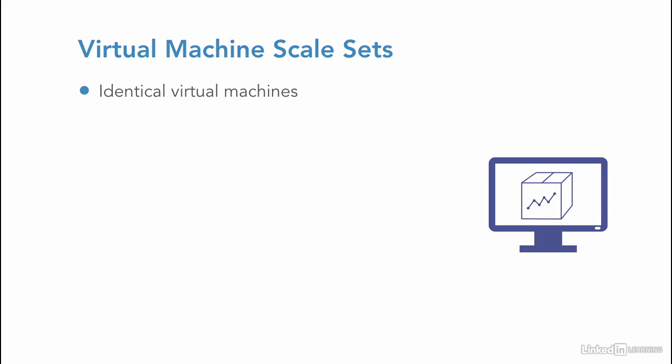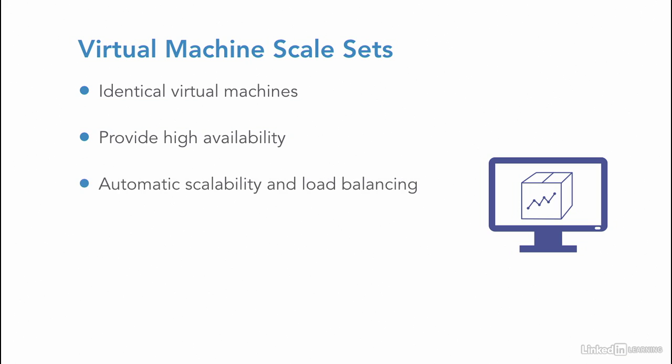An Azure virtual machine scale set provides high availability because we're always ensuring that a virtual machine is available. Virtual machine scale sets also scale automatically as well as load balance automatically. As the workload increases, additional virtual machine instances are added to that scale set, distributing the workload, and the load balancer will distribute that workload across those instances for us.